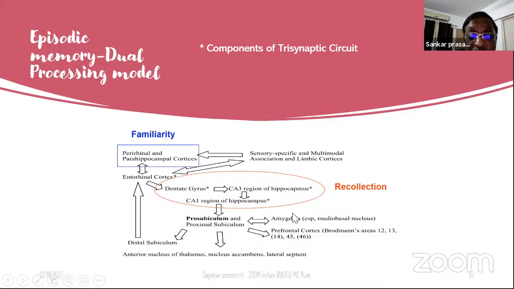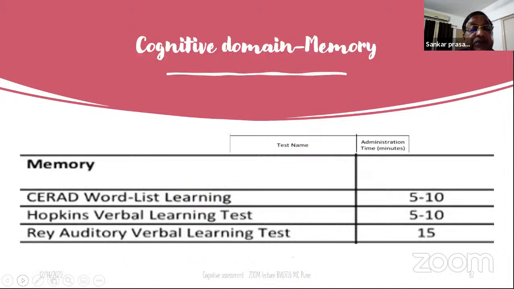The motor or non-declarative, implicit memory, that is procedural memory, doesn't require this circuit. You can use the Rey Auditory Verbal Learning Test, which is the most specific, or the word list learning, or the Hopkins Verbal Learning Test, which they quoted. But what I do is a paired associate learning test, which is also very good to document anterograde learning. So this is very important.